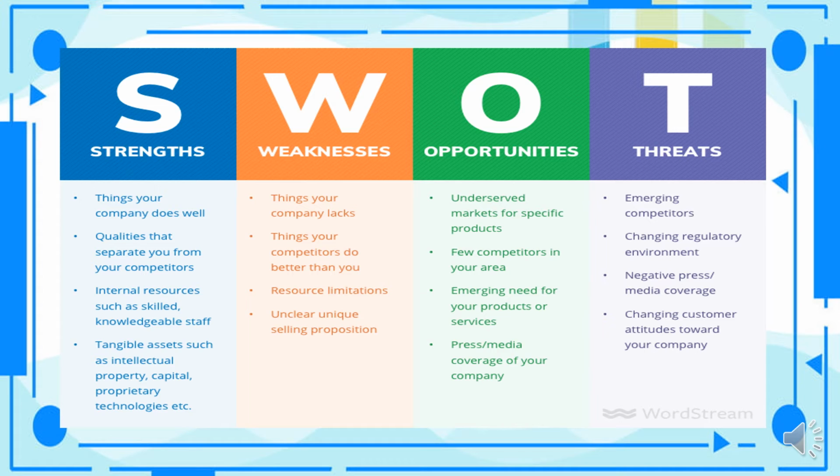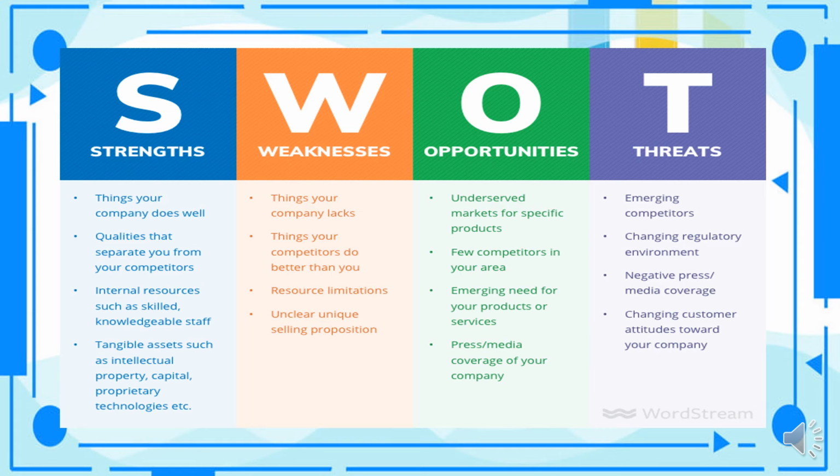Then for the weaknesses, these are the things that your company lacks. These are also the things your competitors do better than you, the resource limitations, and an unclear unique selling proposition. Then for the opportunities, these are the underserved markets for specific products, few competitors in your area, an emerging need for your products or services, and press or media coverage of your company. And lastly, we have the threats. Threats are emerging competitors, a changing regulatory environment, negative press or media coverage, and changing customer attitudes toward your company.